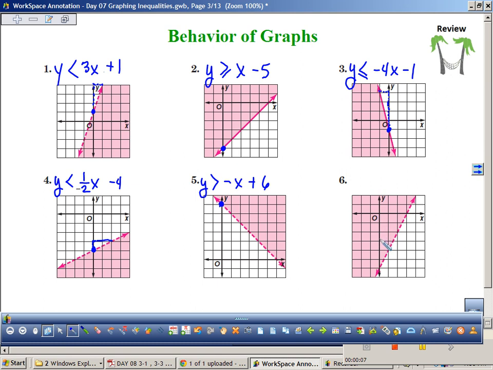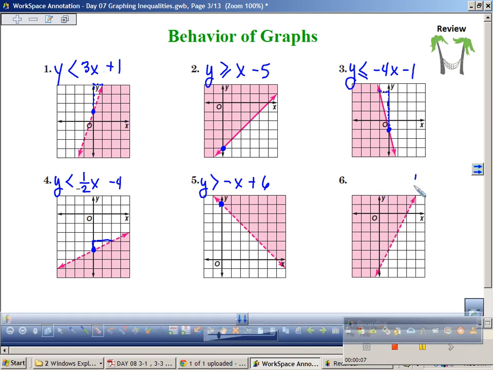Okay, down 1, 2, 3, 4, 5, 6. Sorry, not positive 6, negative 6. And what's my slope? Up 2 over 1, so 2x. And is this a greater than or less than? Greater than. You guys got that now?